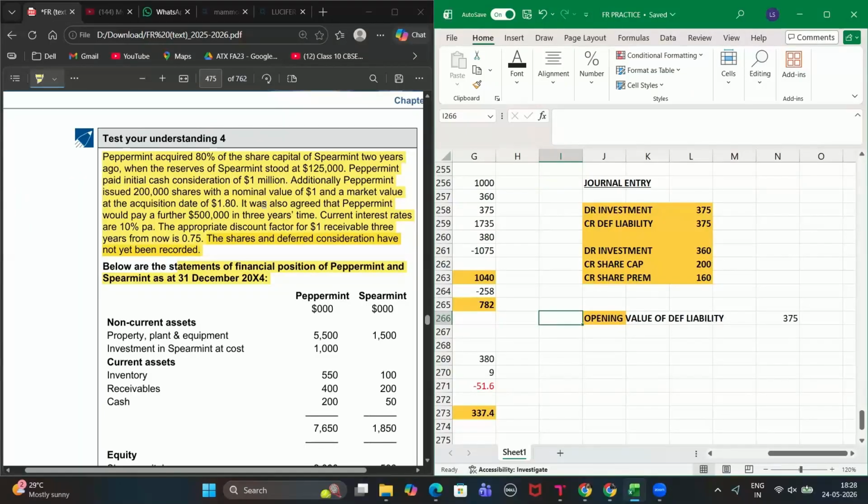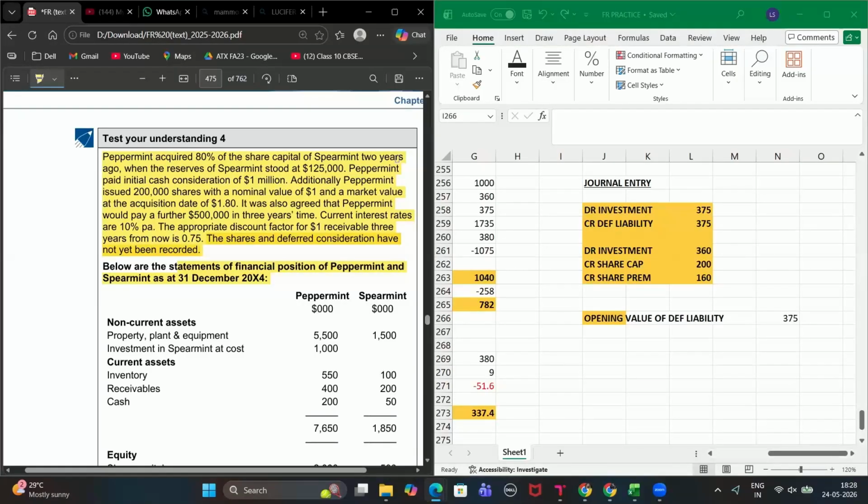Can you guys see this? When was the contract agreement made? It was made 2 years ago. So what will be the opening value of deferred liability? It will be 375.